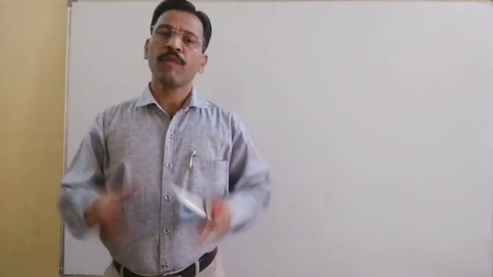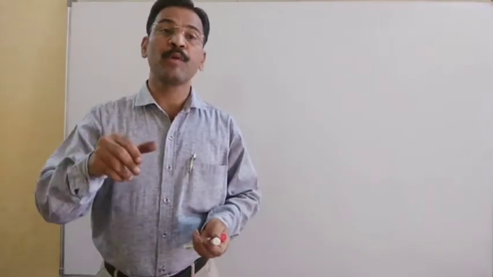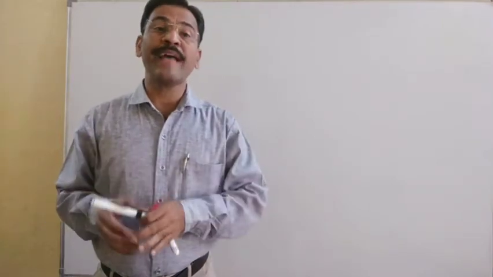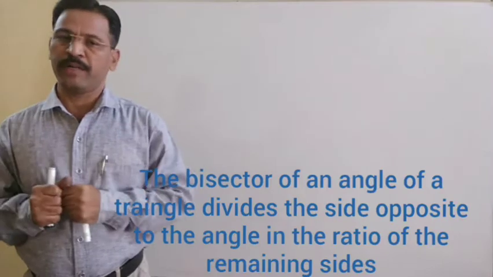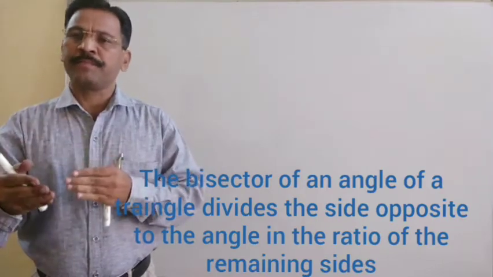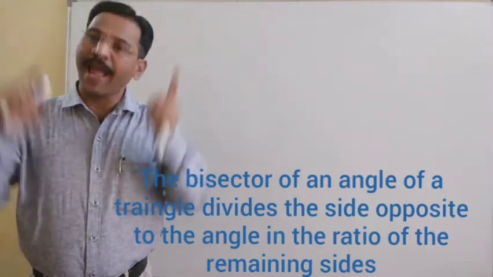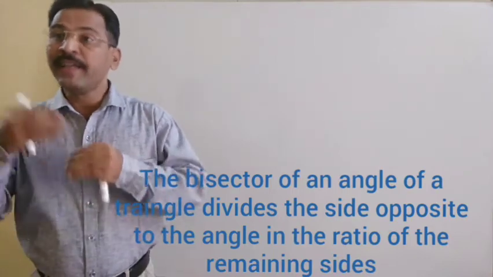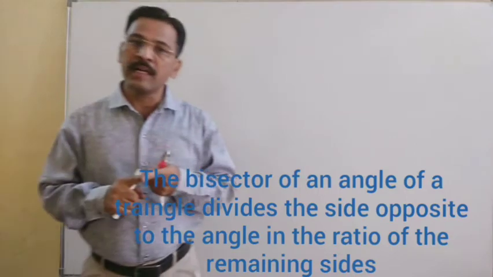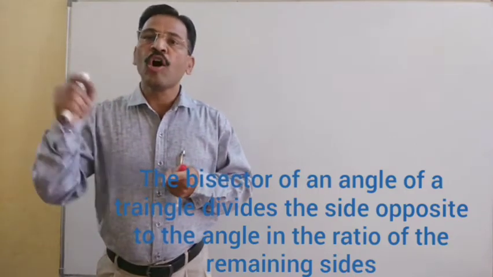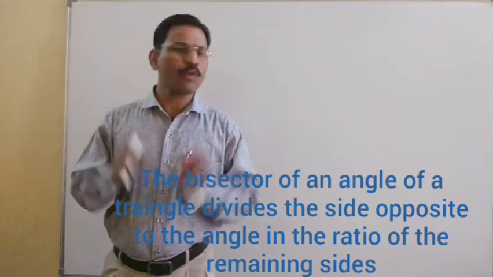Friends, one more property here depends upon BPT. This is called the application of BPT, which is called the angle bisector property. That is the statement here: the bisector of an angle of a triangle divides the side opposite to the angle in the ratio of the remaining sides. So what is that?